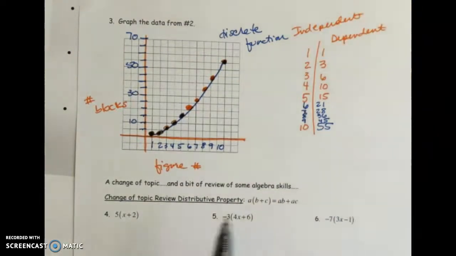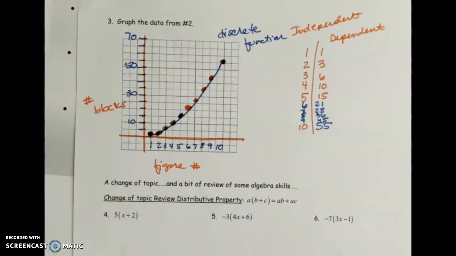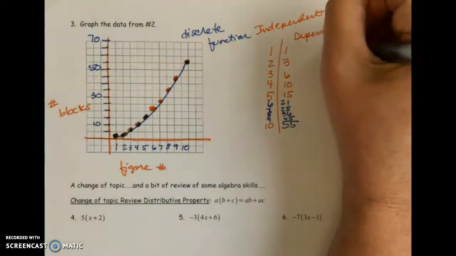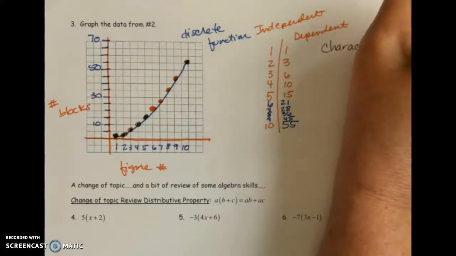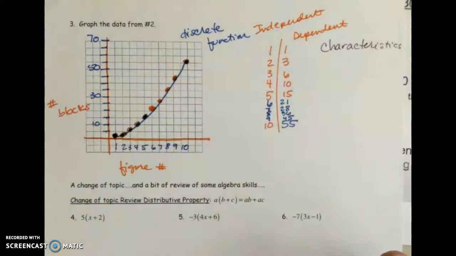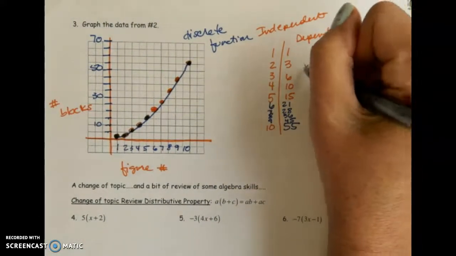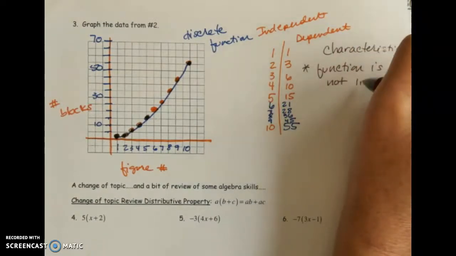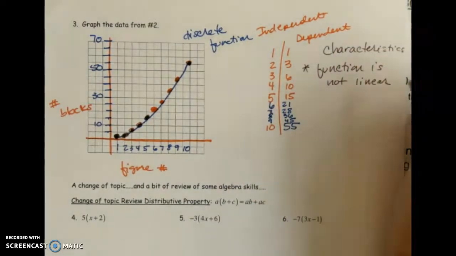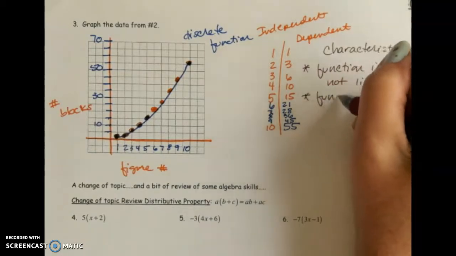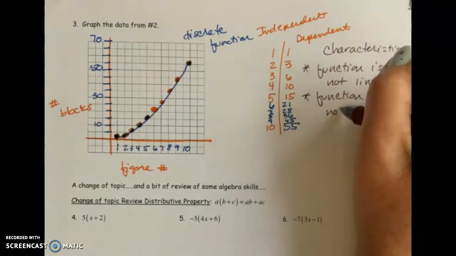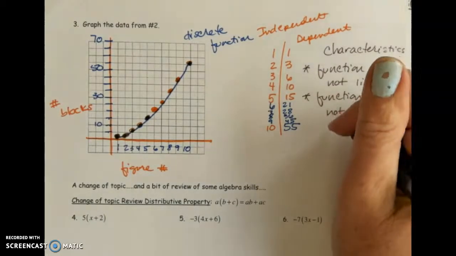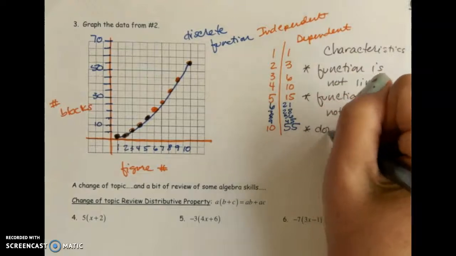Let's take a few notes here. Okay, so we're just going to talk about, I'm going to scoot this over, some of the characteristics. All righty. The function is not linear. It's not exponential. The domain is the natural numbers. Domain is input.